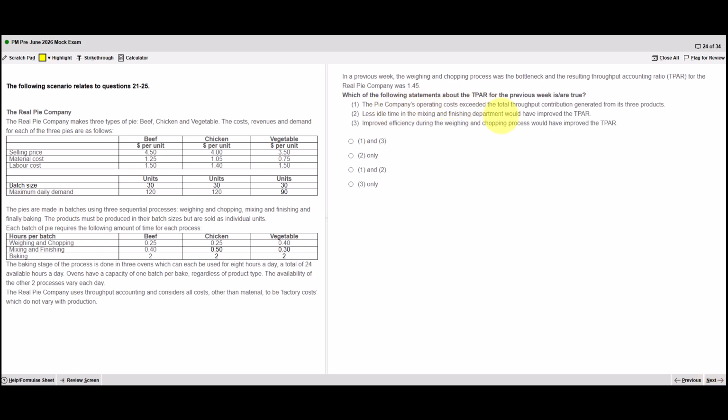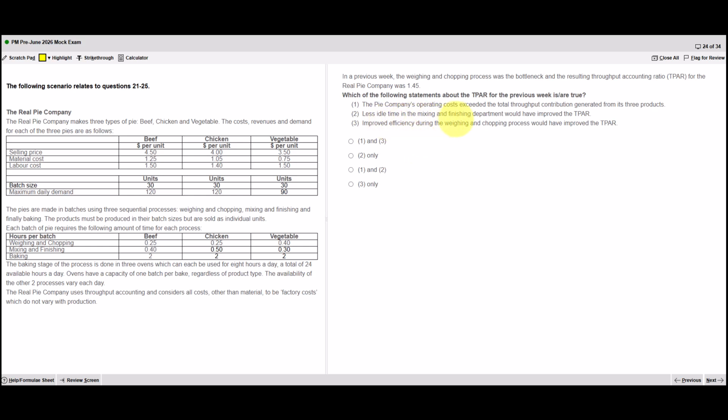Which of the following statements about TPAR for the previous week is or are true? In the previous week, the weighing and chopping process was the bottleneck and the resulting TPAR was 1.45. Which is true that Pie Company's operating costs exceeded the total throughput contribution generated from its three products. If the TPAR is greater than 1, then the throughput contribution is greater than its operating costs. So it's not 1, which means it's either this one or this one.